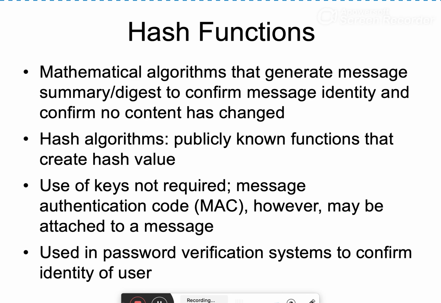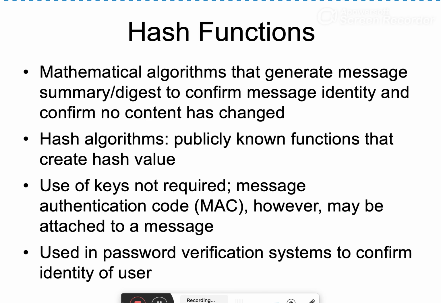As per Kirchhoff's principle, we know that our algorithms are never secret. So hash algorithms are also publicly known functions, and these functions are used to create hash values. And a hash value is also called the message digest or message fingerprint or message summary. In a hash function, there is no need to use keys by itself. Hash functions do not require any key.